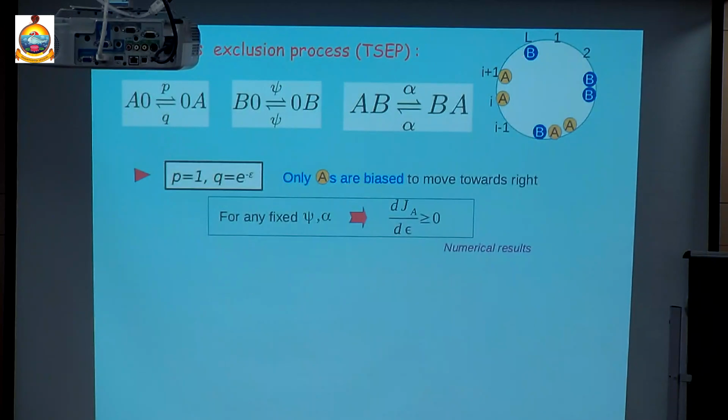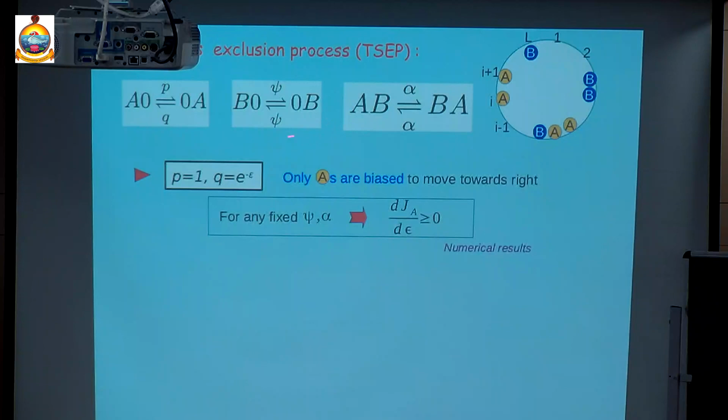Now let us say that instead of one species, let us take many species. Let us say 2 species, A and B. Species A particles are charged particles, and they are biased. They go to the right with rate P and go to the left with rate Q. But B is unbiased.